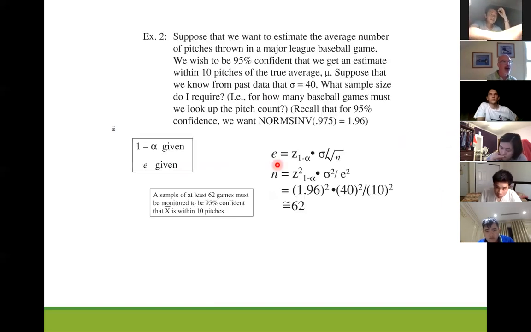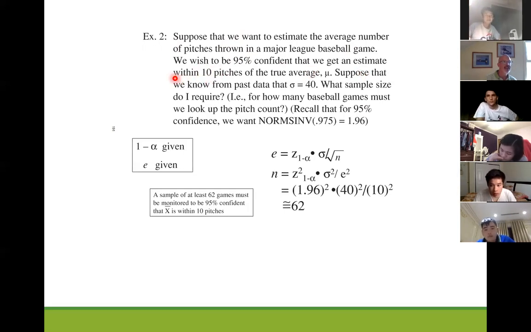Okay, now we can use this formula to find something else. Now we want to know the average number of pitches thrown in a Major League Baseball game. We want to estimate the average number of pitches. We wish to be 95% confident that we get an estimate within 10 pitches.